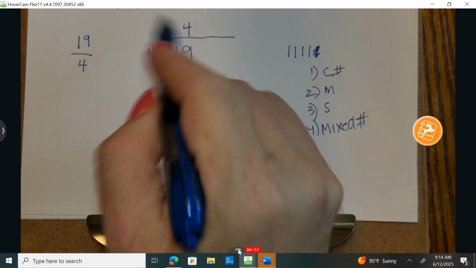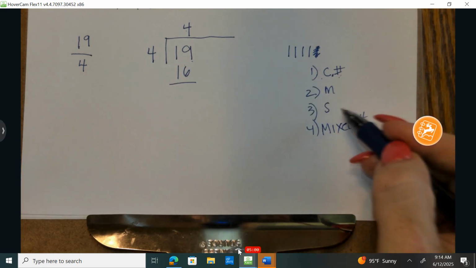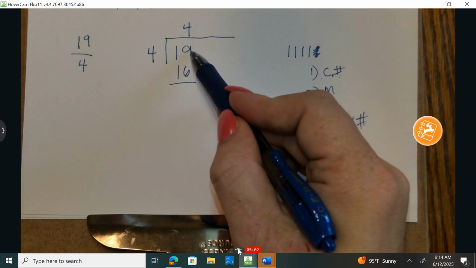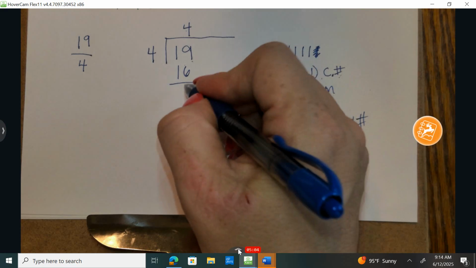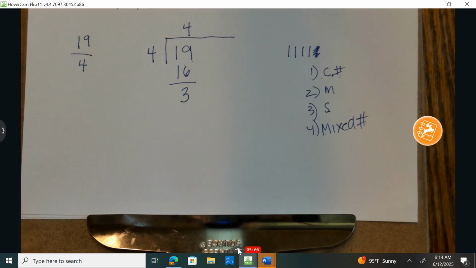Now I'm going to multiply. 4 times 4 is 16. Now I'm going to subtract. 19 subtract 16 is 3. And now I'm going to write it as a mixed number.